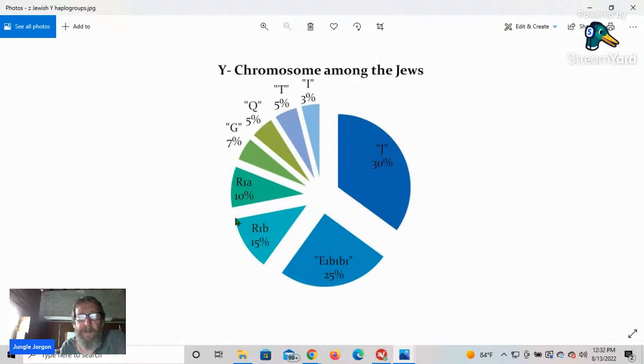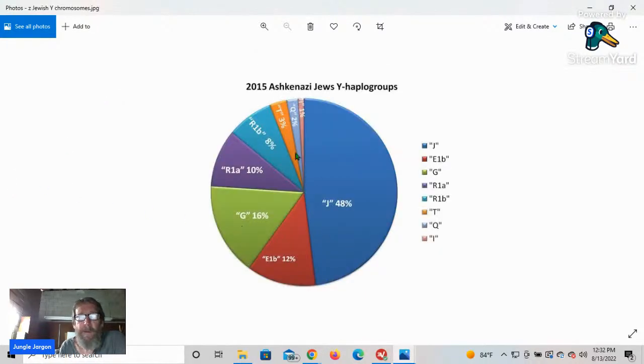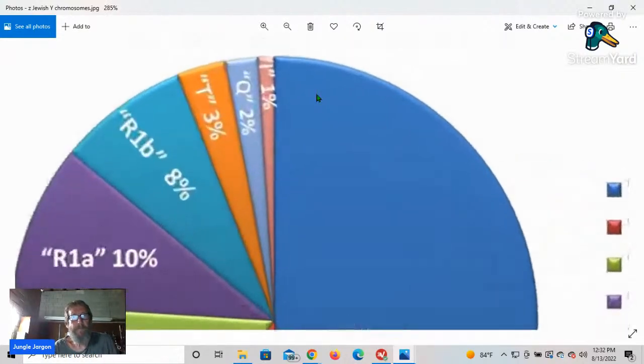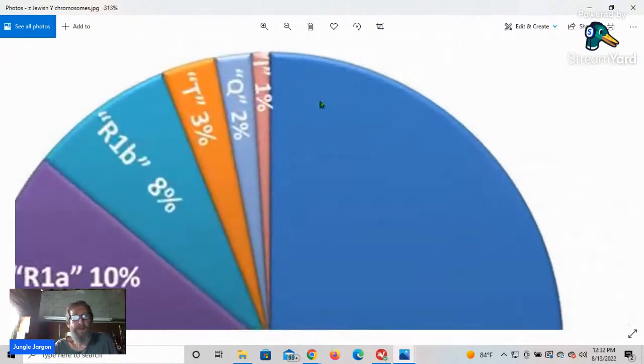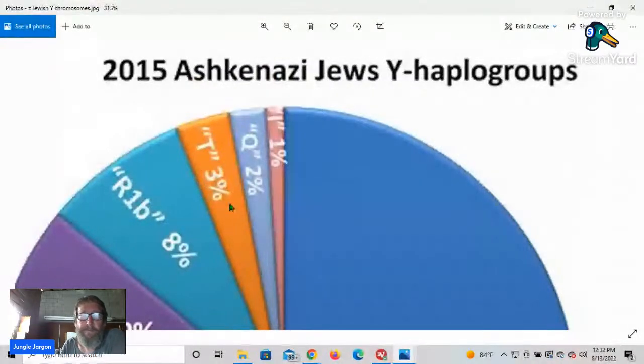Ripfath is Mediterranean, so he's R1B. So Mediterranean is also in the Jewish population as well. But here again, here's the Ashkenazi. Still 3% of T, which is the Javan Sea people.